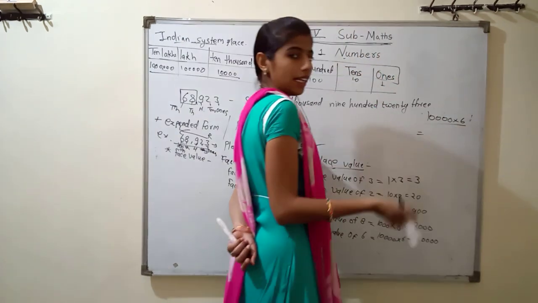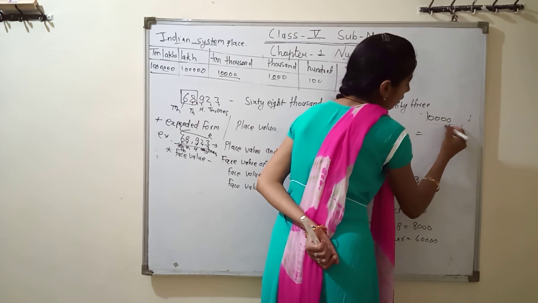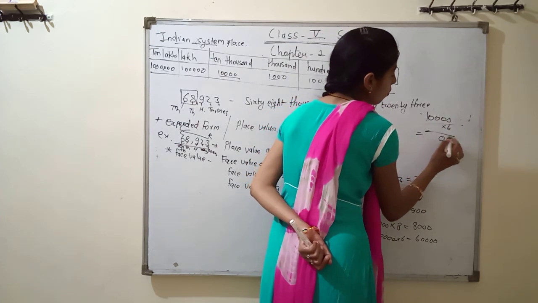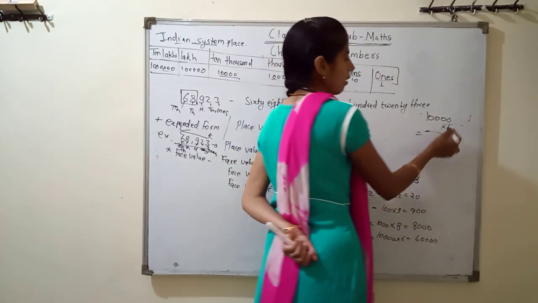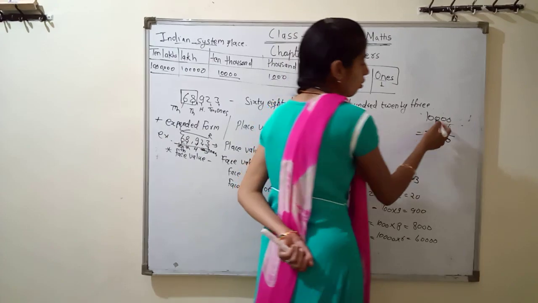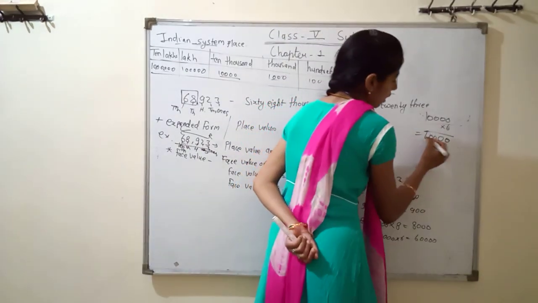We know that if any number is multiplied by 0, then our answer is 0. We already write it like that. Then 6 multiplied by 0 is 0. 6 multiplied by 0 is 0, and your answer is also 0. Then next, 0, 0. 6 multiplied by 1 means 6 ones are 6.